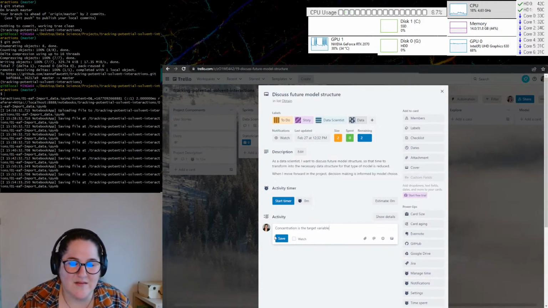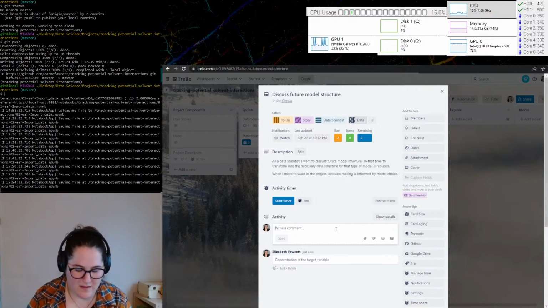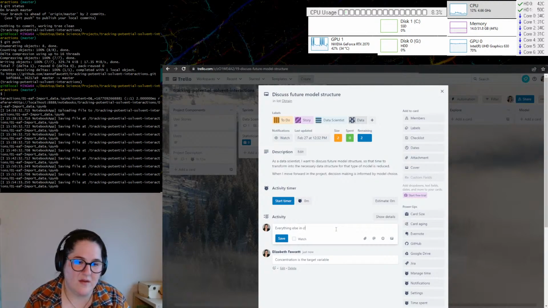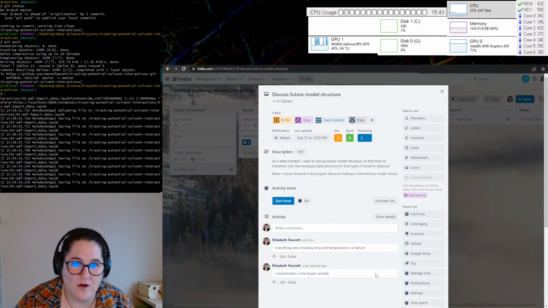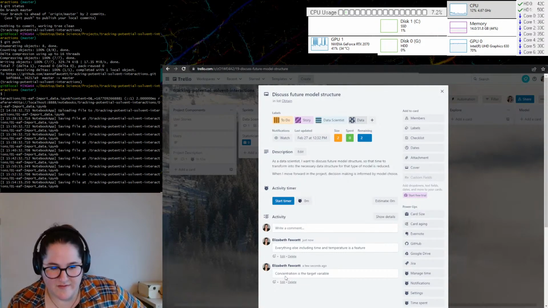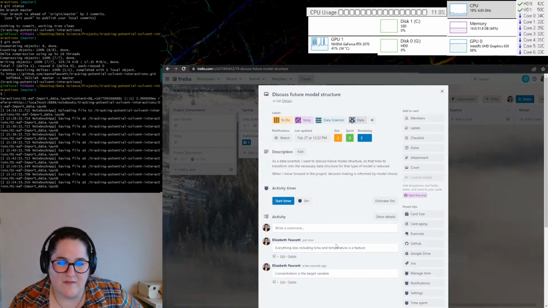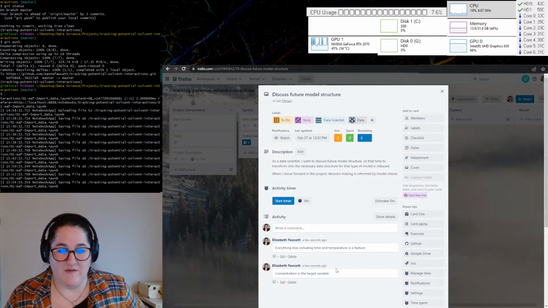So this is like data science talking, right? Everything else, including time, is a feature. Including time and temperature is a feature. Basically, these are things that could be used to calculate for concentration. That's really what we want to get at. We want to get at concentration. So time is a feature, but temperature is dependent on time, which is independent. It's something that we don't change.